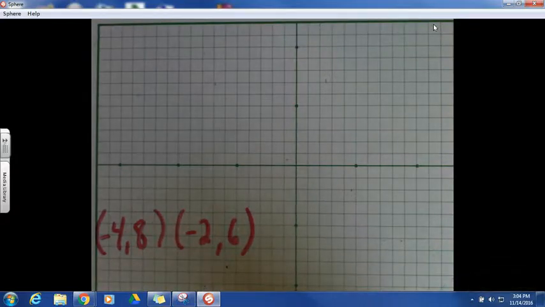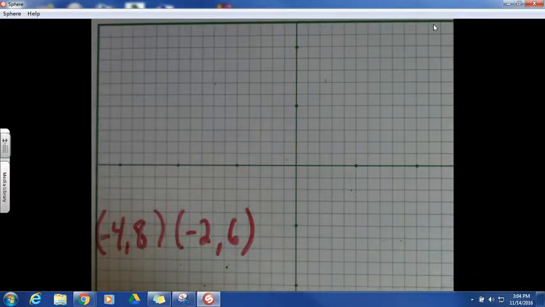Given 2 points, so you have 2 ordered pairs, and I want to calculate the slope. There are 2 different ways to do this. The first way is to just graph the points and figure out the slope from the line that you create.